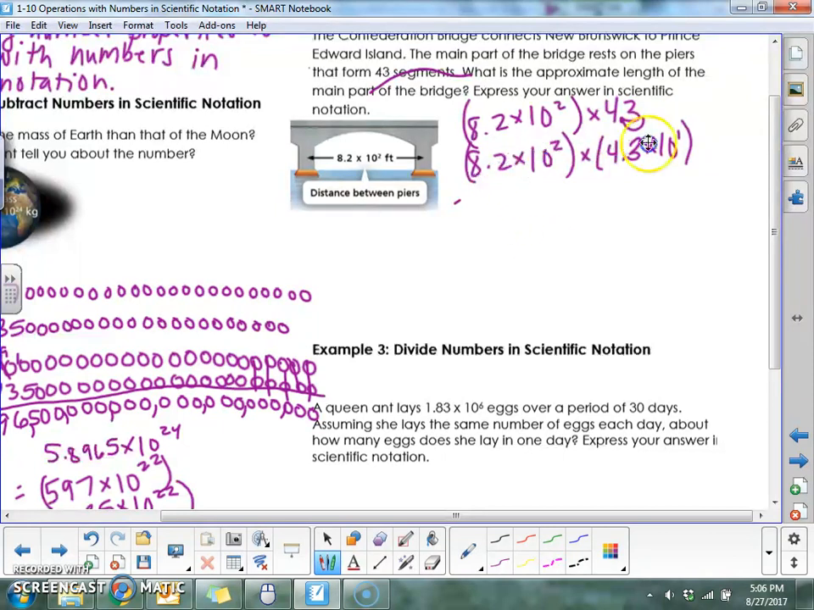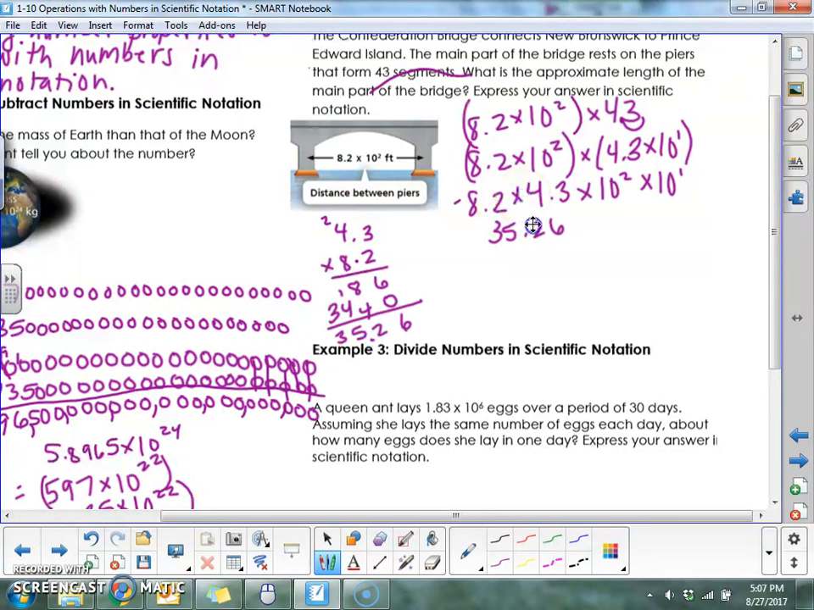And then when you have all of these multiplications happening, we can use the commutative property and move around our numbers so that we're multiplying the decimals together and we're multiplying the tens together. So I can rewrite this as 8.2 times 4.3 times 10 squared times 10 to the first power. I'm going to multiply 8.2 times 4.3. Again, we don't get calculators for this, so I'm going to have to do this multiplication by hand. I'm going to go ahead and pause this while I work this out. Okay, I ended up with 35.26 for that multiplication.